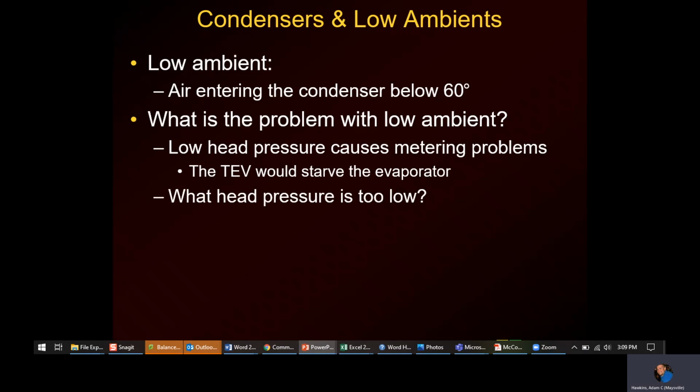Low ambient conditions: anything below 60 is considered low ambient on AC. Normally, you're not going to run 60 degrees or below on air conditioning, and if you do, you're probably going to have some low ambient control. That doesn't mean it's always the case. Like you could run an air conditioner year round, but you're going to have to put some sort of controls on it to make it operate in those conditions.